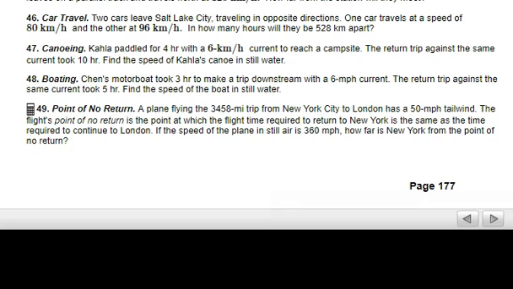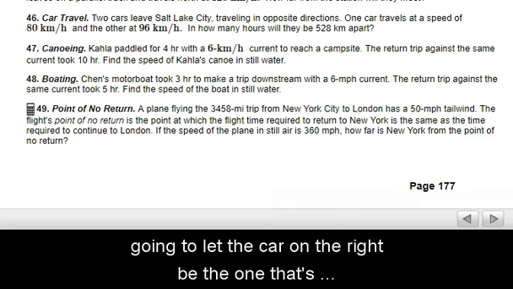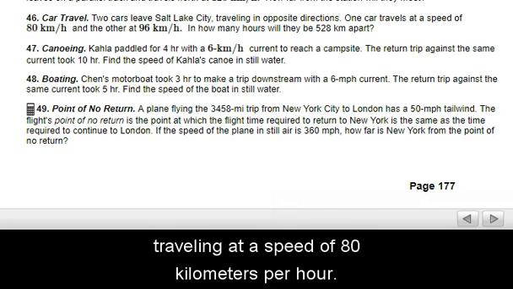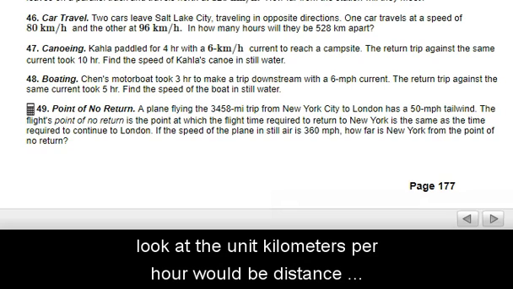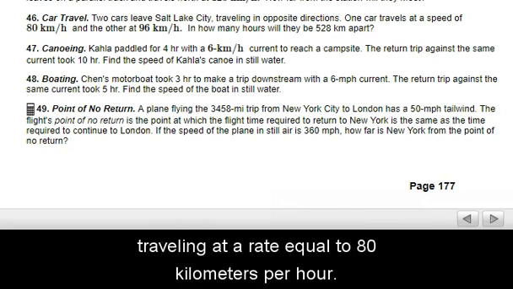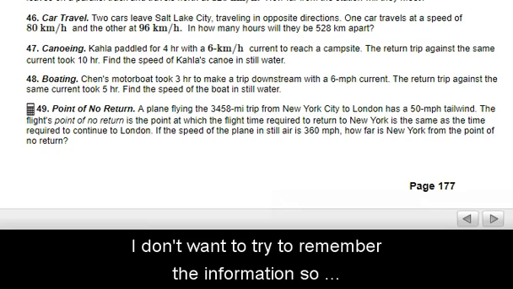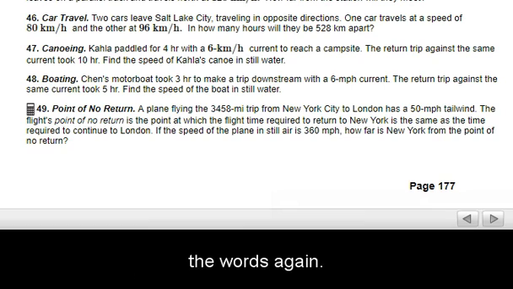Next sentence. One car travels at a speed of 80 kilometers per hour. I need to stop and write that down somewhere. So I'm going to let the car on the right be the one that's traveling at a speed of 80 kilometers per hour. To decide whether it's distance, rate, or time, I can look at the units. Kilometers per hour would be distance divided by time, so that has to be the rate. So this car is traveling at a rate equal to 80 kilometers per hour. I don't want to try to remember the information, so I'm going to write it down so I don't need to come back to the words again.